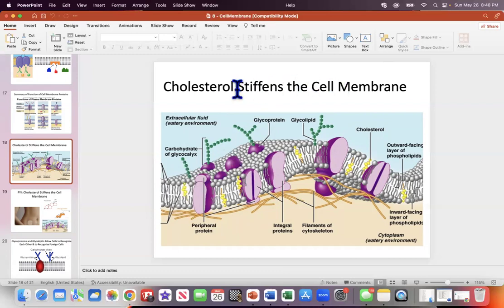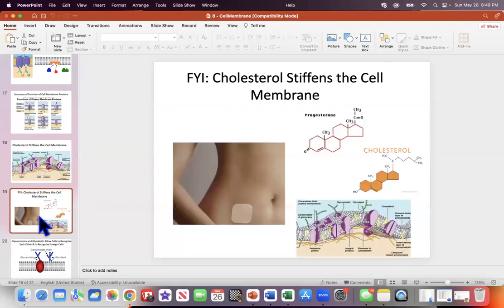Sometimes some textbooks say it makes the cell membrane more flexible. I think it's all correct. It just makes the structure better. So every time they see a big gap, cholesterol fills it. So these are the three basic structures of the cell membrane.